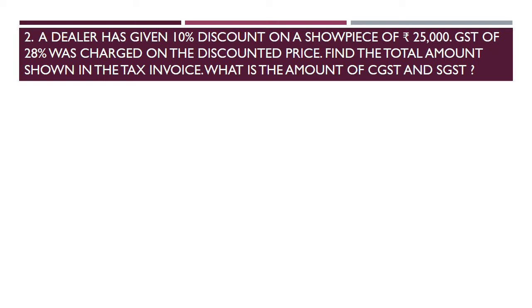Now let's see the second question in this problem set. A dealer has given 10% discount on a showpiece of rupees 25,000. GST of 28% was charged on the discounted price. Find the total amount shown in the tax invoice and what is the amount of CGST and SGST. So you have to find the central GST and state GST, and we also need to find the total amount shown in the tax invoice. That is the total amount that they had to pay.